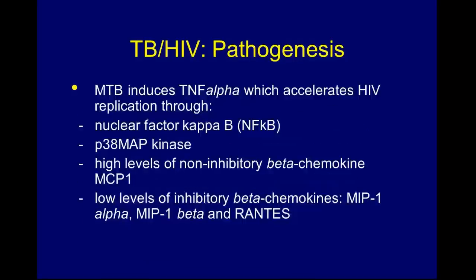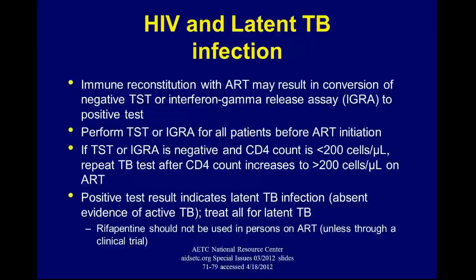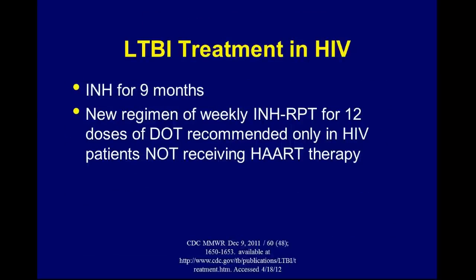And there are actually well-described pathways how tuberculosis induces the TNF-alpha and accelerates HIV replication through either the nuclear factor kappa beta, p38 MAP kinase, high levels of a non-inhibitory chemokine, MCP1, and low levels of inhibitory beta chemokines of the MIP1 beta and the RANTES. Please be aware if you see those that they are part of that deadly pathway.